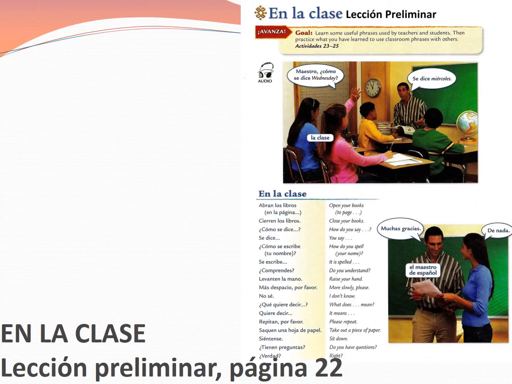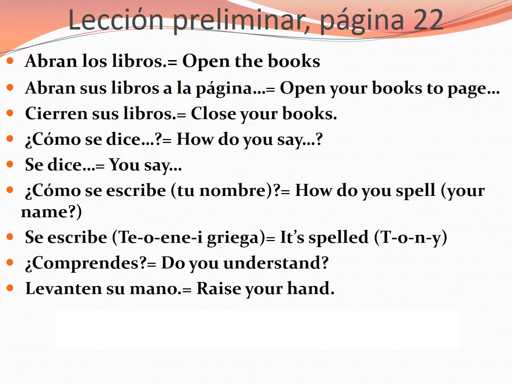En página 22 tenemos palabras para en la clase. On page 22 we have words for in the class. Abran los libros. Open the books. Abran sus libros a la página blank. Open your books to page blank. Cierren sus libros. Close your books.